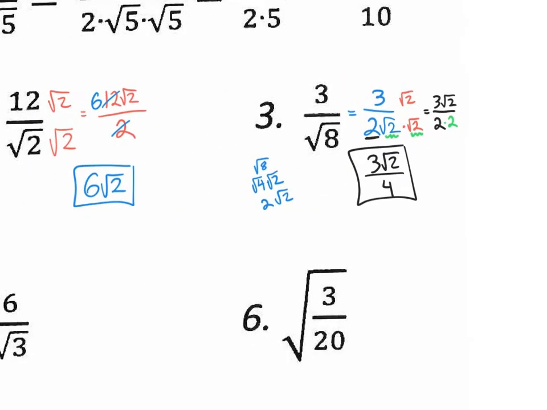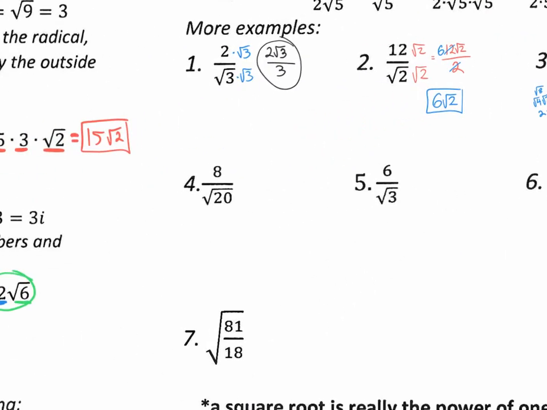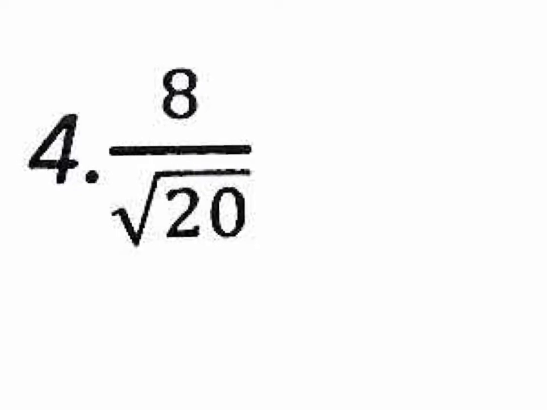Let's move on to number 4. We could get rid of the square root of 20 by multiplying both top and bottom by the square root of 20, or we could simplify it first and just get rid of the radical. Let's break it down to 4 and 5. Right here, I want to change the 20 to a 4 times 5. I'm going to split the root. That way it becomes 2 square root of 5.